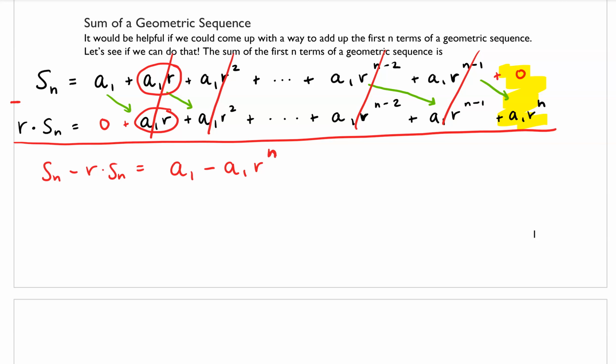Okay, but I want to come up with a definition to sum the first n terms, so I'm basically trying to figure out that thing here. So what if I factored S sub n out of this equation? If I factored out S sub n, I would be left with 1 minus r. And I'm also going to factor out a sub 1 on the right-hand side of the equation, which would leave me with 1 minus r to the nth power. And then finally, I want to solve this equation by dividing both sides by 1 minus r.